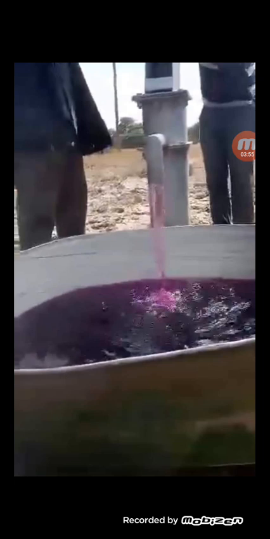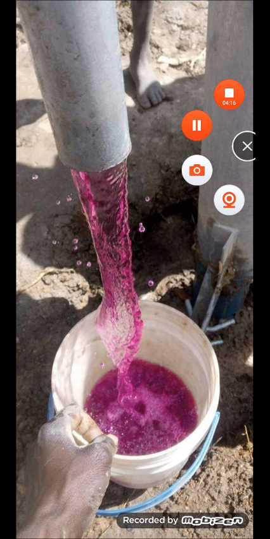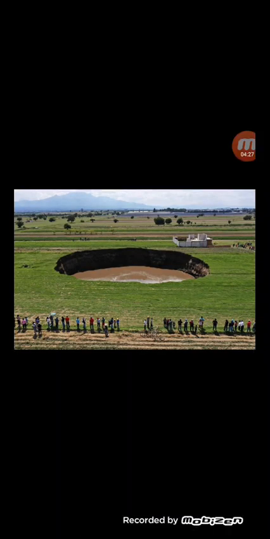If, for example, you have people interfering with the sinkholes which allow water to flow through, there will be contamination. Like you can see, this water is purple in color when we know pure water should be colorless, it should be odorless, it should contain no minerals at all. So you can see it's really contaminated, and that is harmful to human beings as well as for consumption by any organism. Then sinkholes can collapse, leading to deaths.